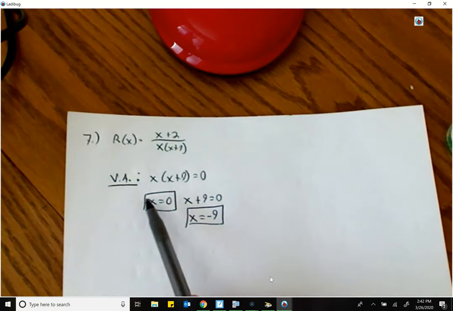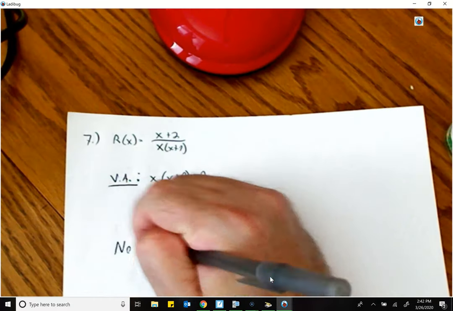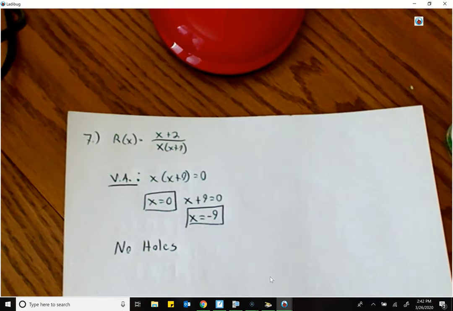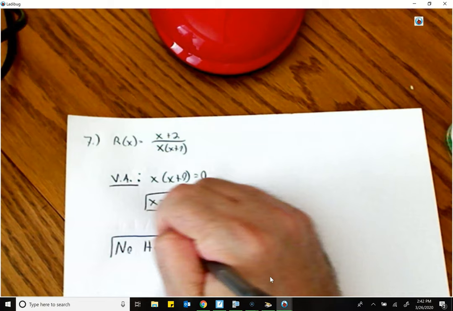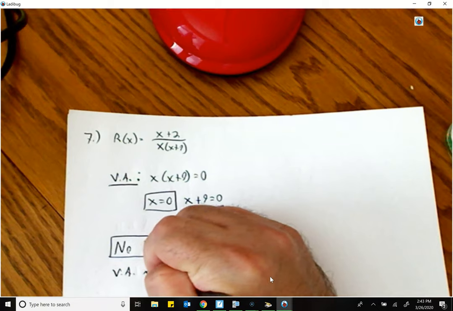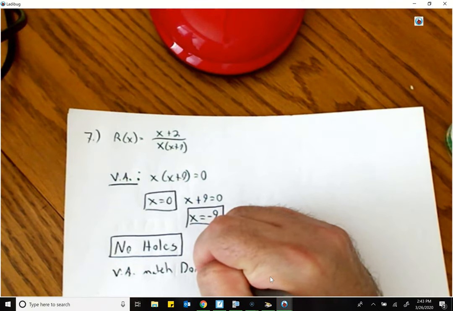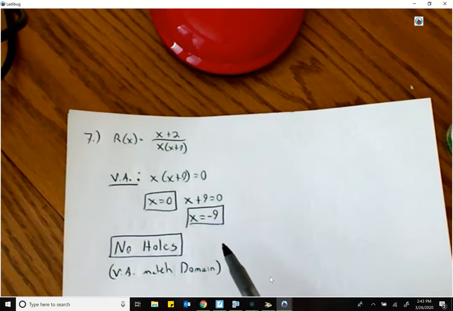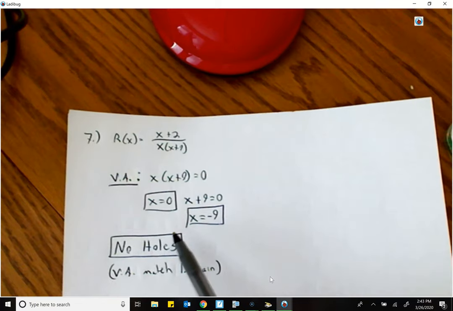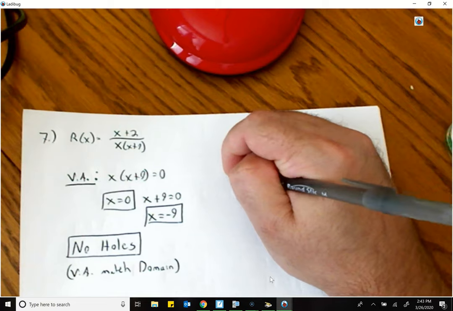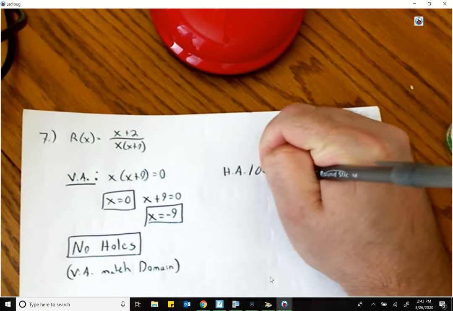Because the domain and the vertical asymptotes match, that means we're not going to have any holes in our rational graph, in our rational function. There will be no holes because the vertical asymptotes match the domain. If the vertical asymptotes and the domain did not match, whichever is missing from the vertical asymptotes that is in the domain, that's a hole in the graph, and we would work with that accordingly. So now we know the vertical asymptotes. Let's talk about the horizontal slash oblique asymptotes.